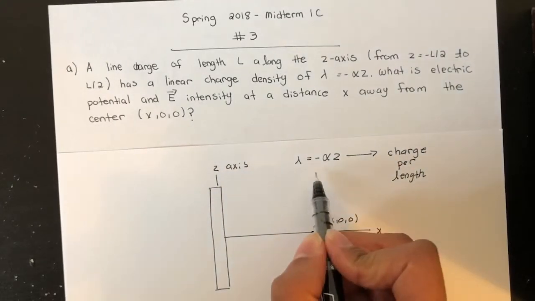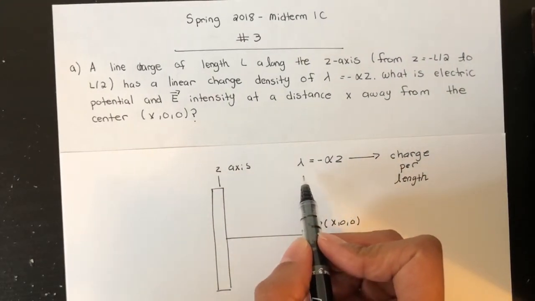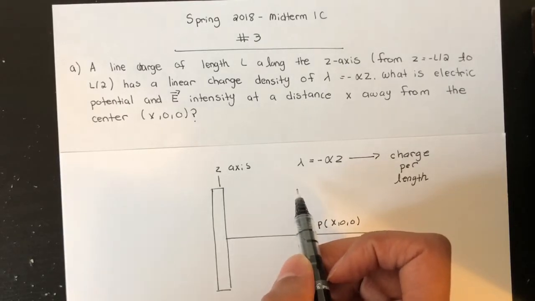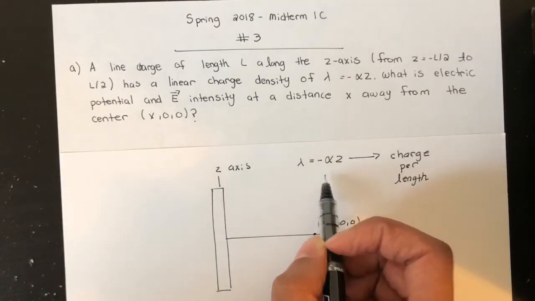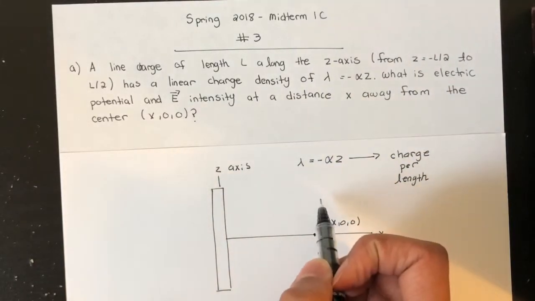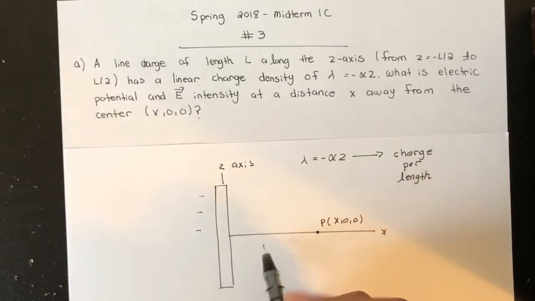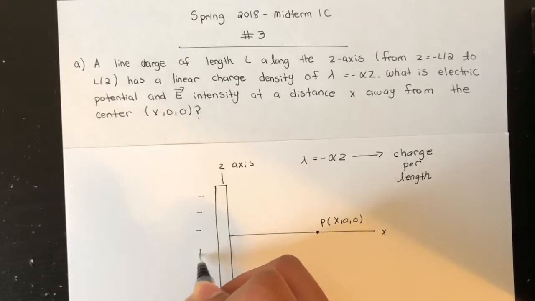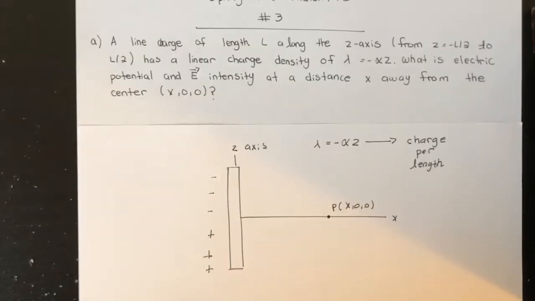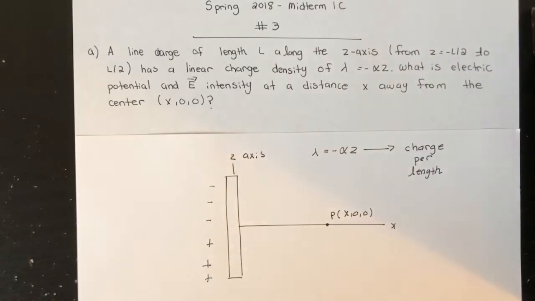So since there's a negative in front of our charge density, given as negative alpha z, our charge density is defined as negative alpha z. Because it is negative, this tells us that negative charges will be above the x-axis, while positive charges will be below the x-axis. Now we need to find the potential at a distance x away from the center.